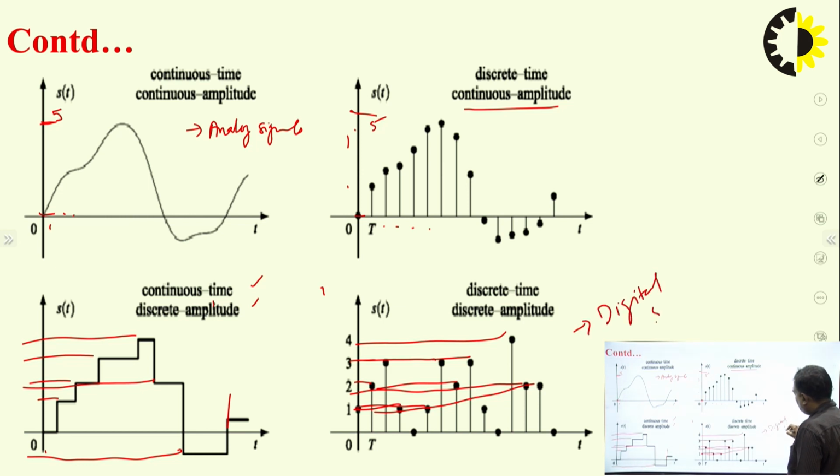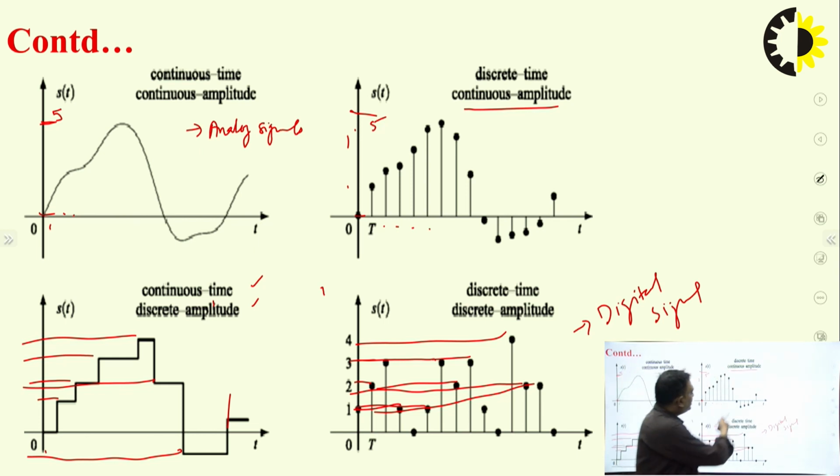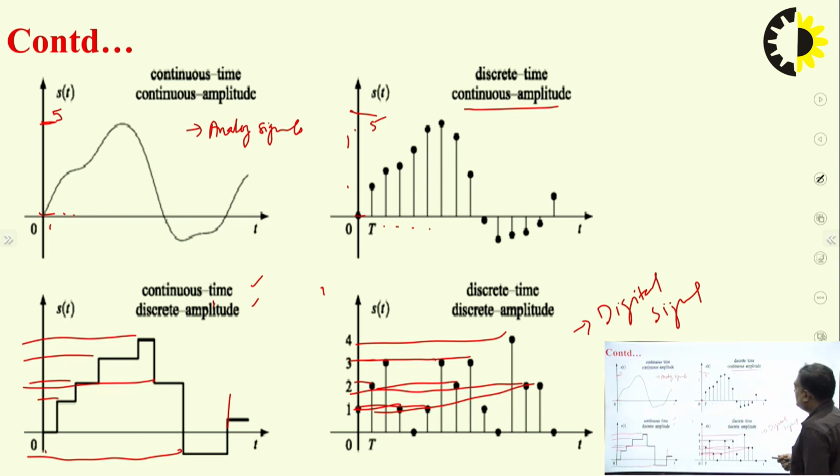So this is your analog signal, this is your digital signal, this is discrete time continuous amplitude, and this is discrete time discrete amplitude signal. The difference between this and this is that here there are infinite values of magnitude or amplitude, which cannot be counted, but here we can count.